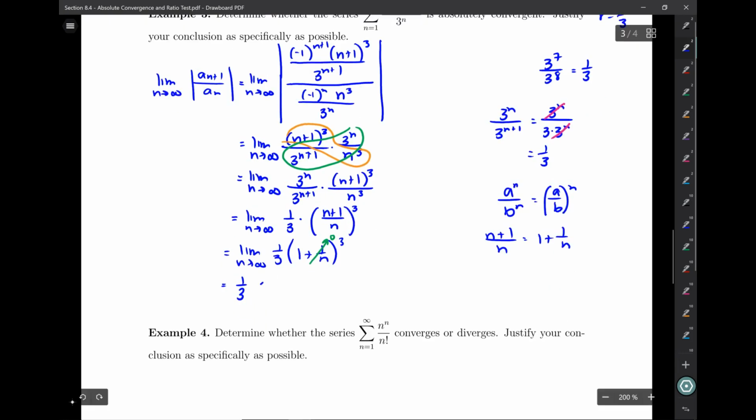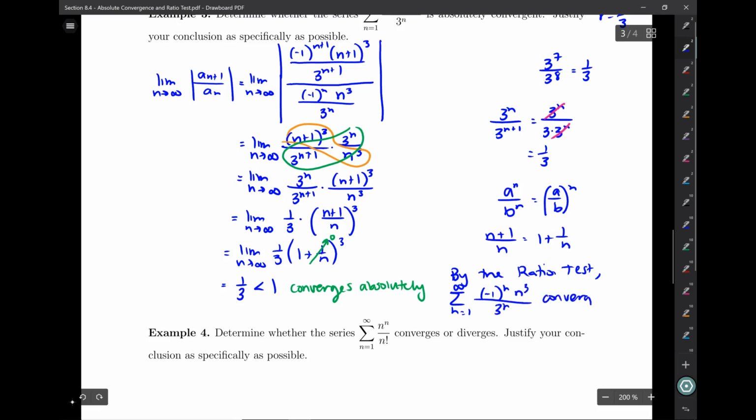Okay, since that is less than 1, that means this series converges. Not only does it converge, but it converges absolutely. So I would say something like, by the ratio test, the series that we were interested in, n cubed over 3 to the n, converges absolutely.